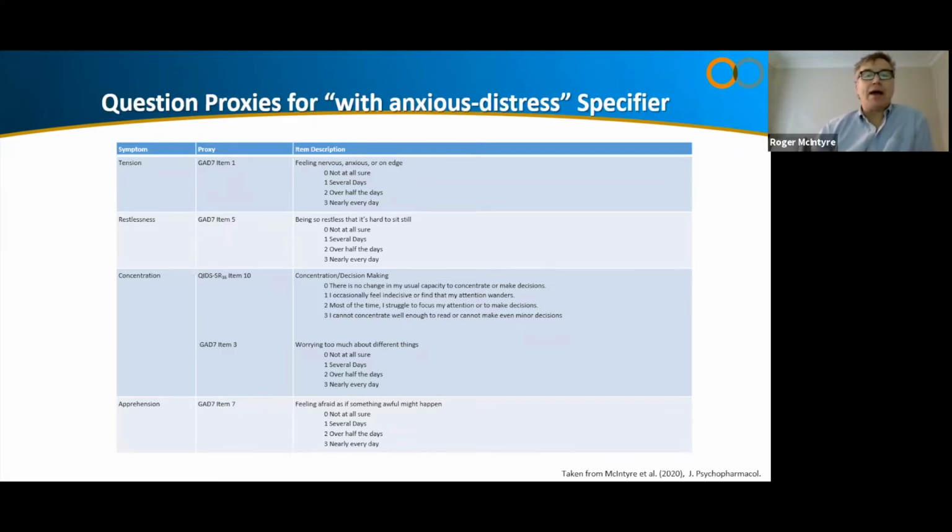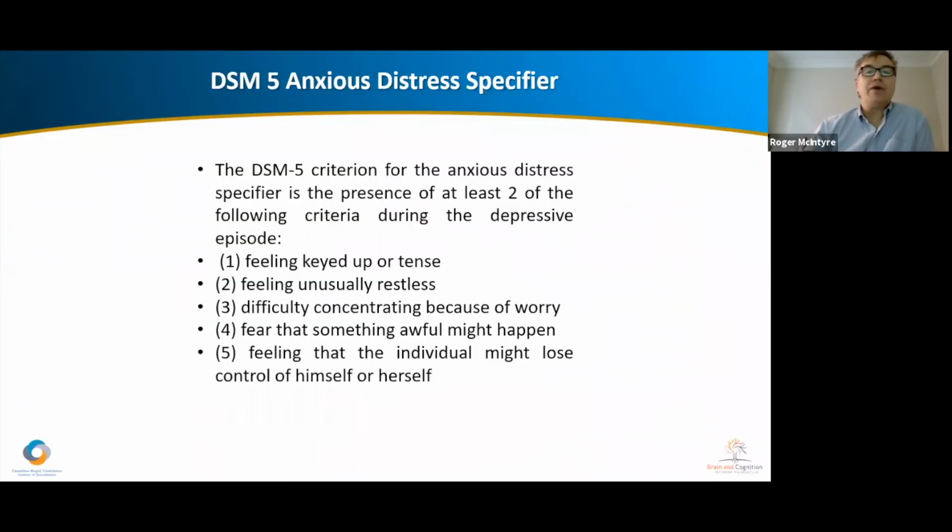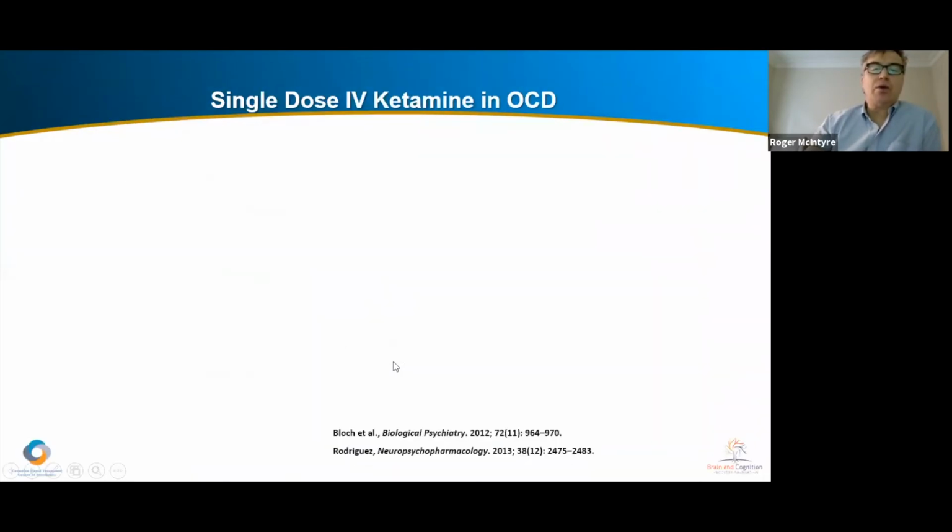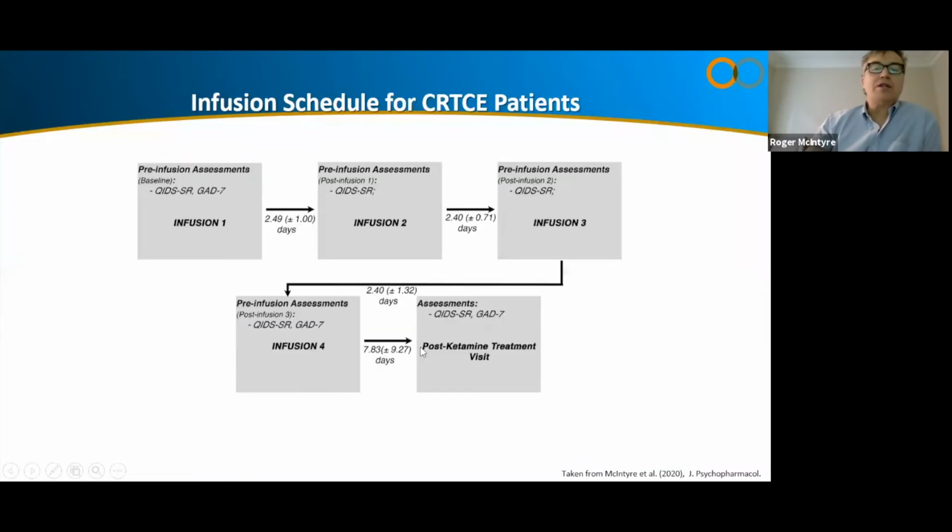Someone might say, well, hang on, how do you proxy the item losing control, which is one of the criterion items? We could not proxy that. So rather than having, as DSM required, 2 of the 5, we did 2 of 4 because we did not have an item on GAD-7 or QIDS-SR16 that we could proxy for item 5, losing control. So if you had 2 of those 4 or more, we said you had the anxious distress specifier.